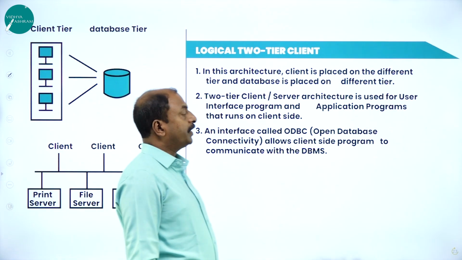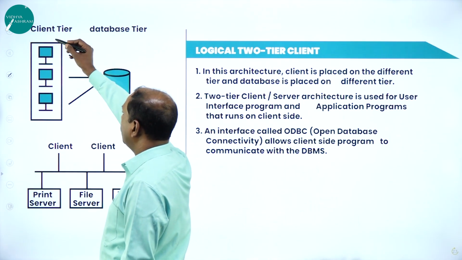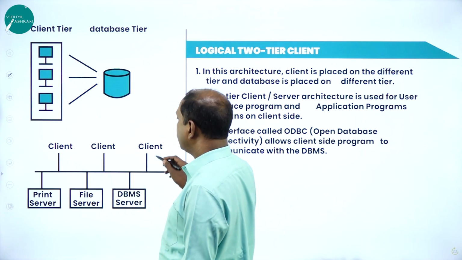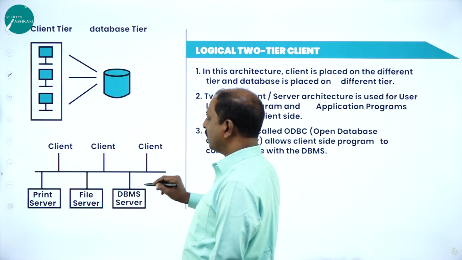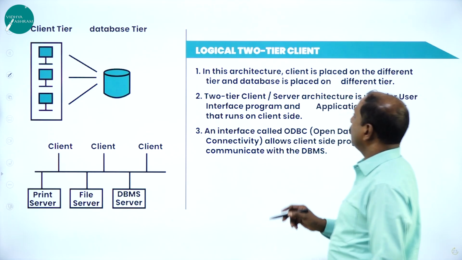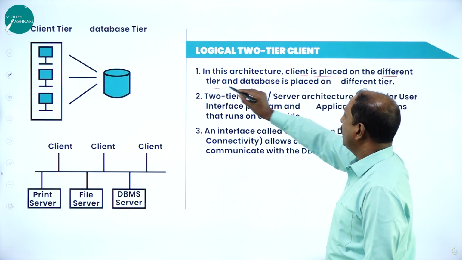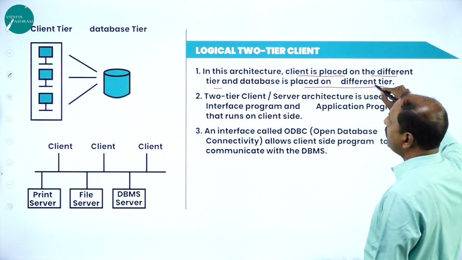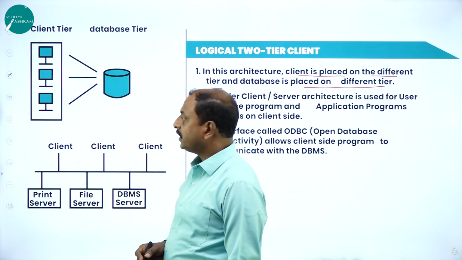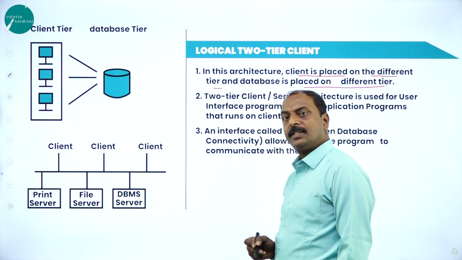Now in logical two-tier architecture, you can see the two tiers here: one is the client tier, the other is the database tier. These are the clients, and these are the database servers. This is the meaning of two-tier architecture. In this architecture, the client is placed on one tier and the database is placed on a different tier. There are two different layers or tiers.